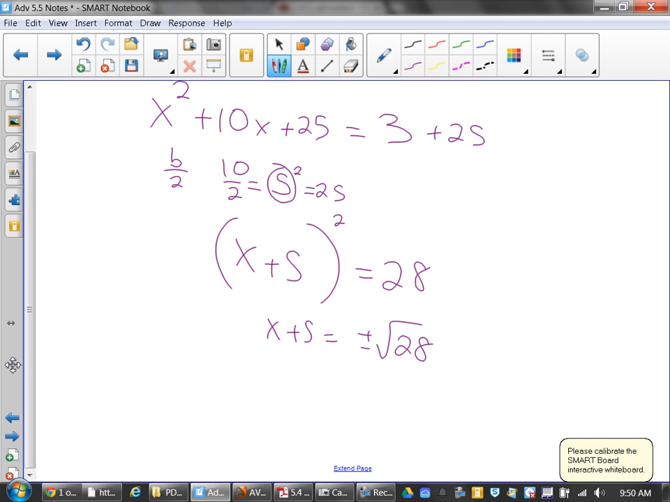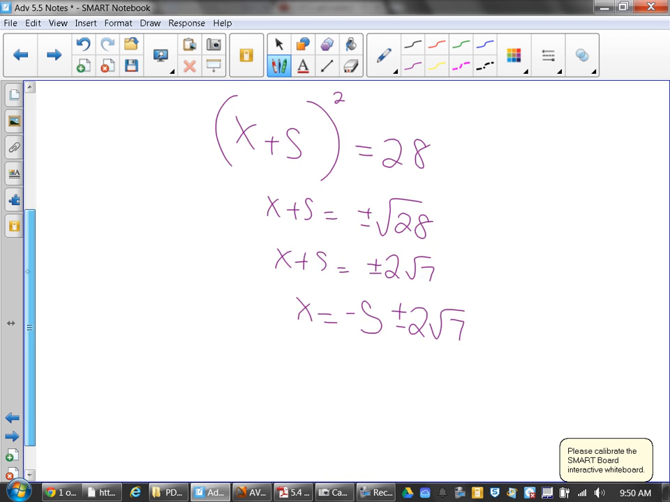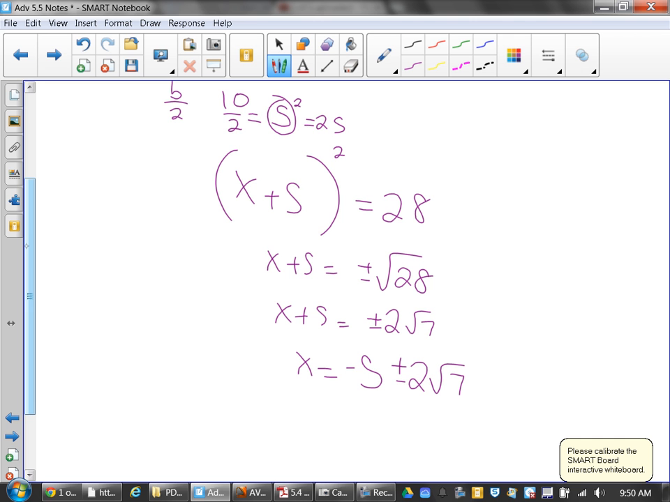Do you remember what is the perfect square that goes into 28? 4. So to simplify the square root of 28, what do you get? 2 squared. Very good, 2 root 7. So that means I have x plus 5 equals plus or minus 2 root 7. And then what do I do lastly with that 5? Subtract it. So x is going to equal negative 5 plus or minus 2 root 7. So that's your zeros for that function.